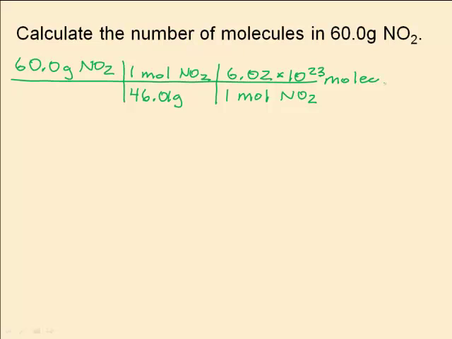To solve, we multiply the numbers on top, we divide what's on bottom, and in this case the answer comes out to be 7.85 times 10 to the 23rd molecules of NO2.